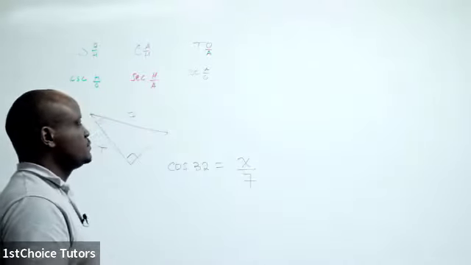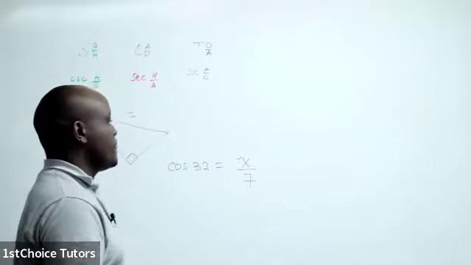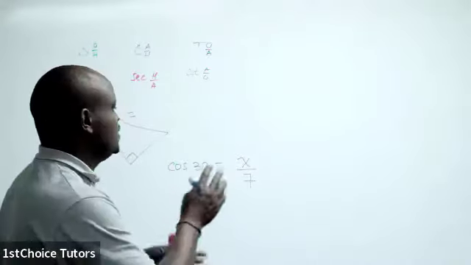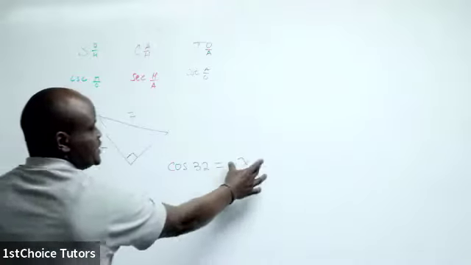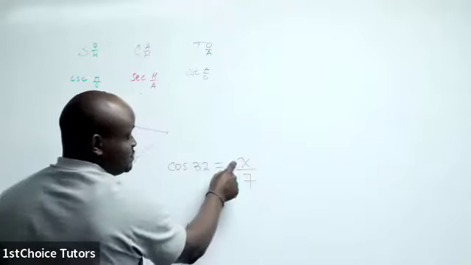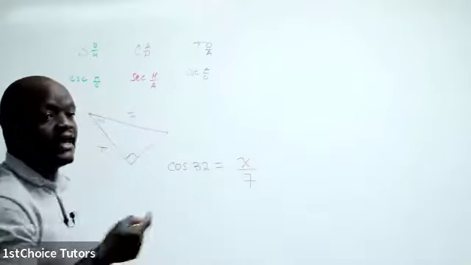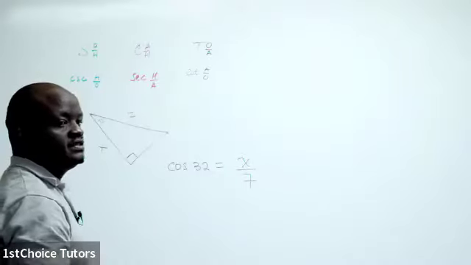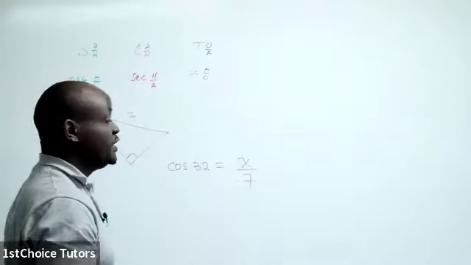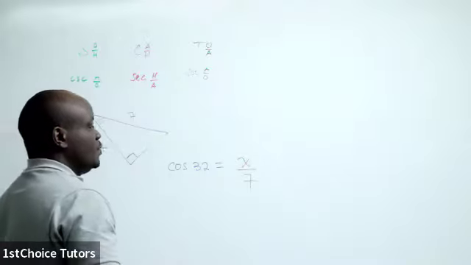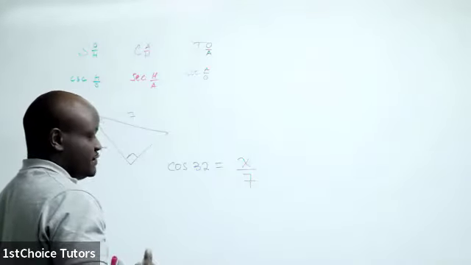We don't square or square root. So focusing on this part right here, we need to get X by itself. What's stopping this X from being by itself? This X, we want it to be by itself. What is stopping this X from being by itself? Can you see?